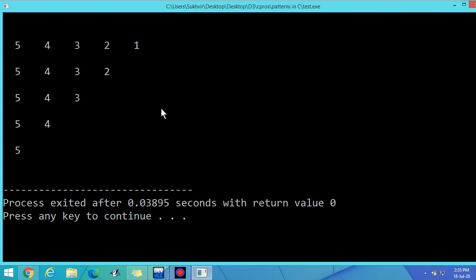5, 4, 3, 2, 1, 5, 4, 3, 2, 5, 4, 3, 5, 4, then 5. You can use the content like this. The value of i is 5 to 1. The value of j varies from 5 to 1, then 5 to 2, then 5 to 3, then 5 to 4. It means this is the value of i, and j varies from 5 to i, where i is in increasing order and j is in decreasing order. You can do the programming like this also.